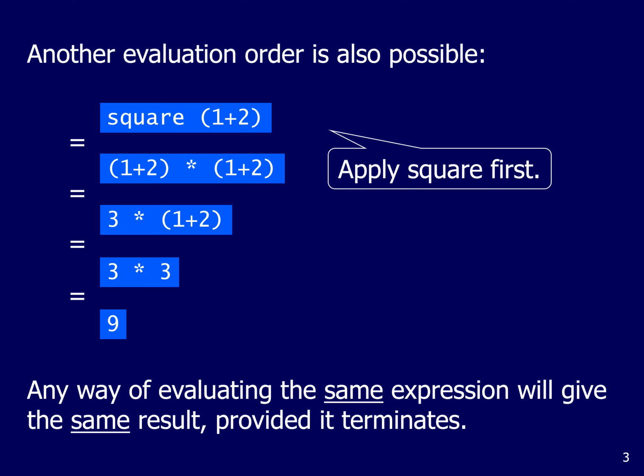And the important point here is the point at the bottom of the slide. In Haskell, any way of evaluating the same expression will always give the same result, provided that it terminates. So we saw two different ways of evaluating square of 1 plus 2. The first time around we did the addition first and we got the result 9. The second time around on this slide we did the squaring function first, but we still got the same result. And this is one of the important facts that we're going to be learning today. So any way of evaluating the same expression in a pure functional language such as Haskell will give the same result, provided that it terminates.